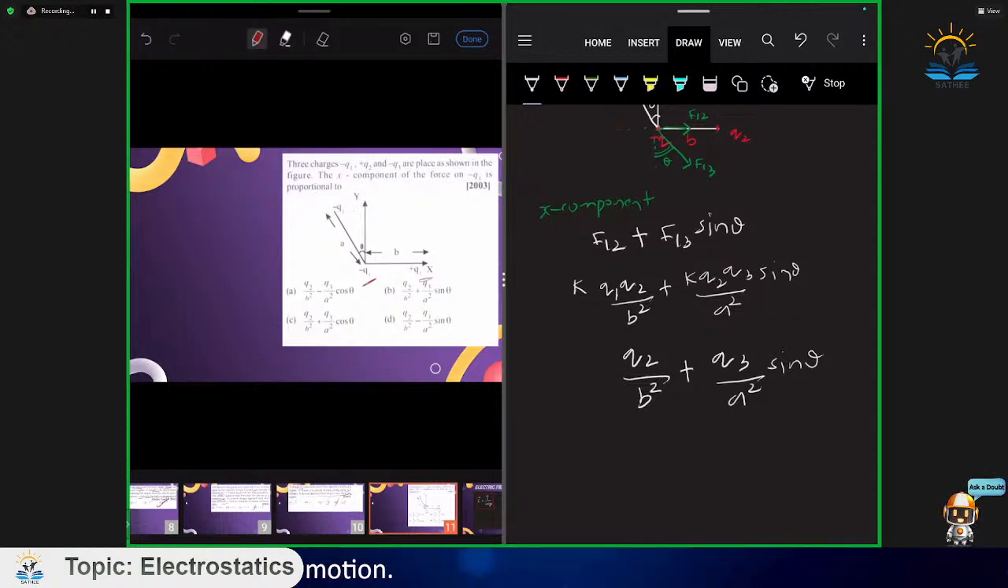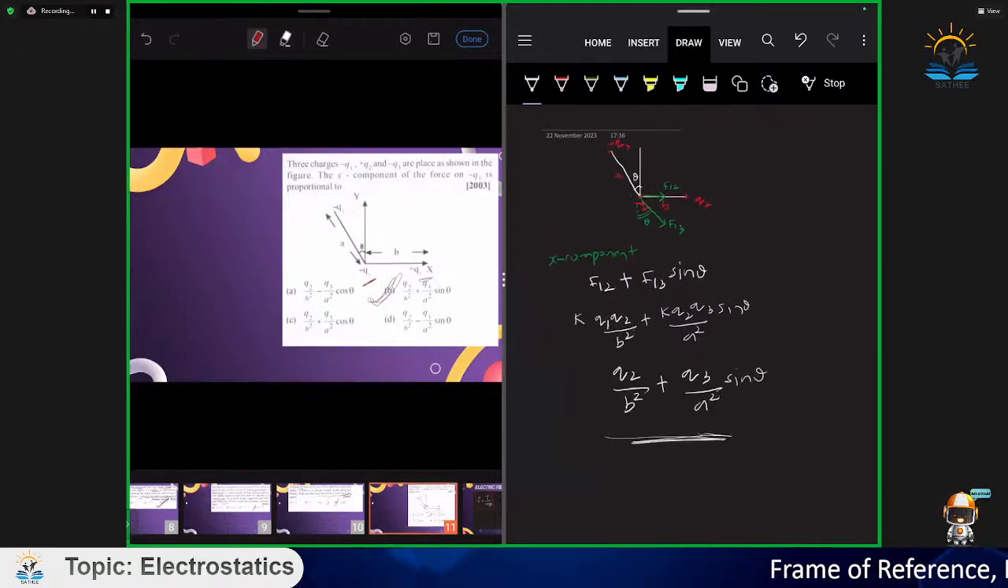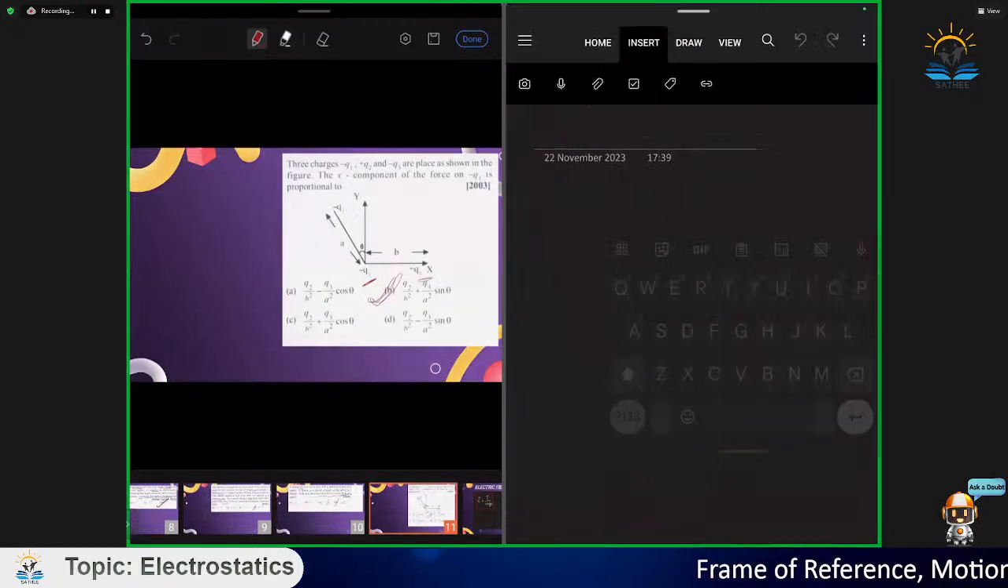Q2 by B square plus Q3 by A square into sine theta. So option D will be the right answer. Easy. Very easy question again.